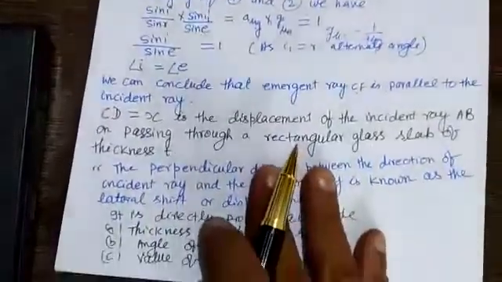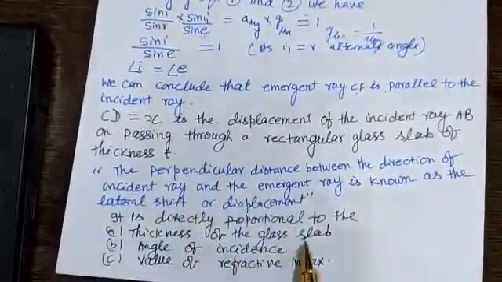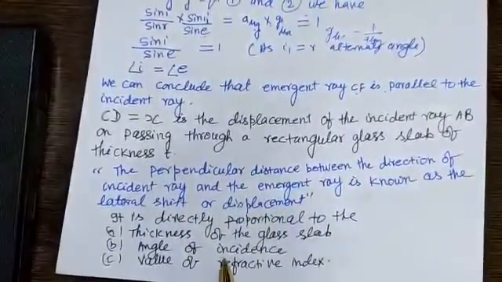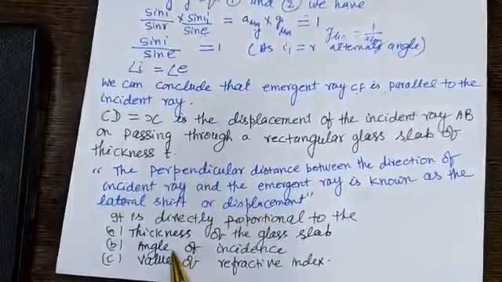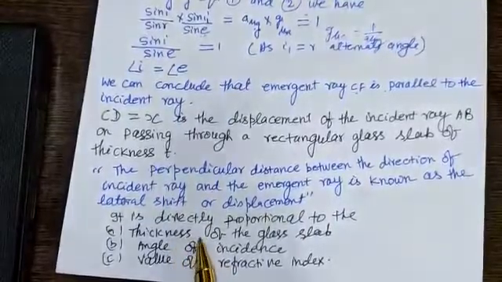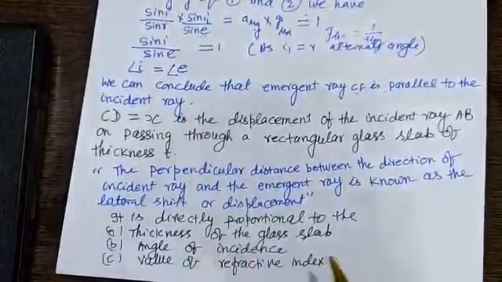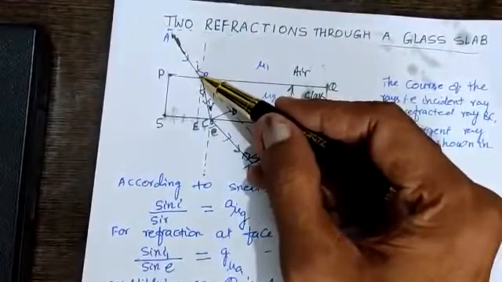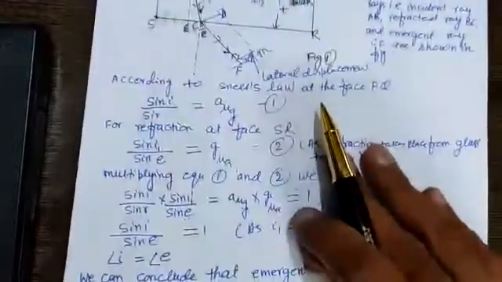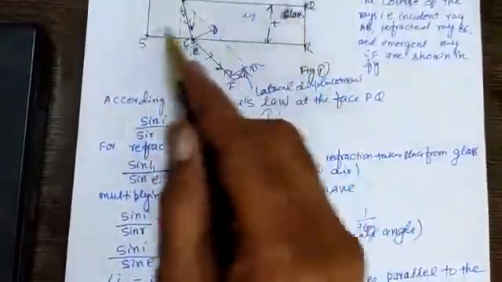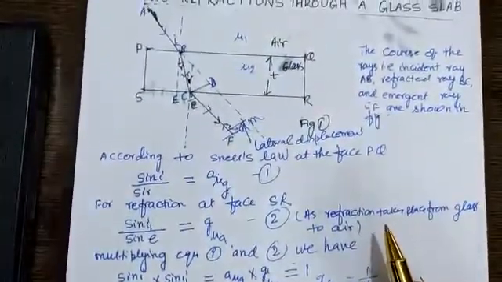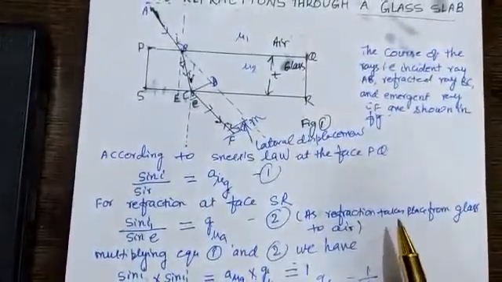The factors are the thickness of the glass slab, the angle of incidence, and the value of the refractive index. If the glass slab is thicker, its lateral displacement will be more. If the ray of light falls with a larger angle of incidence, it will also increase, and if the refractive index of the glass is more, then the lateral displacement will be more.